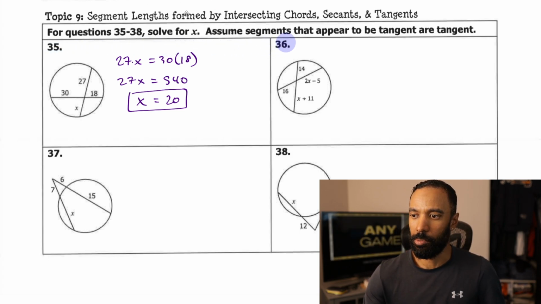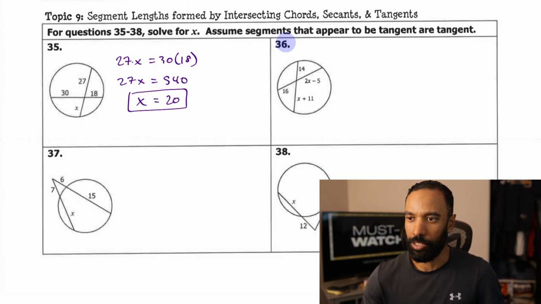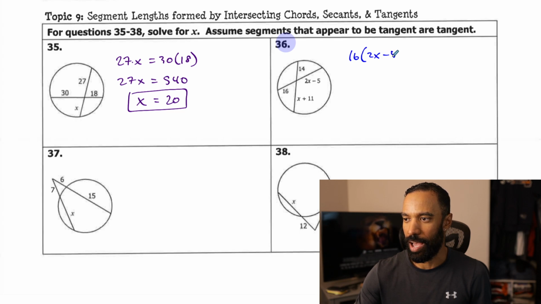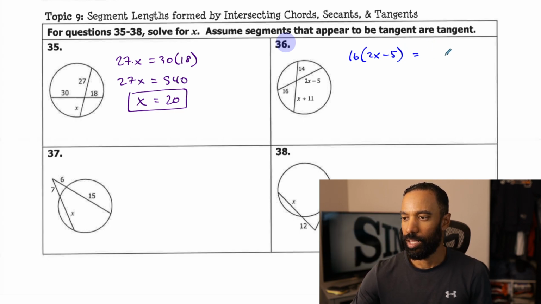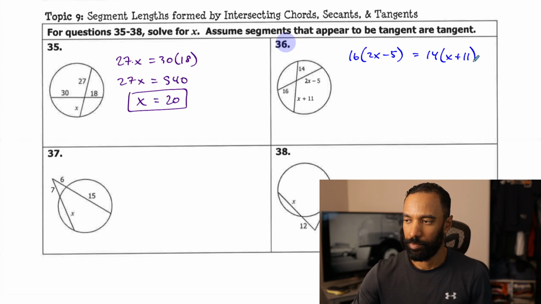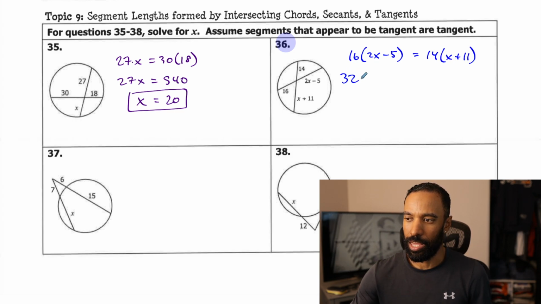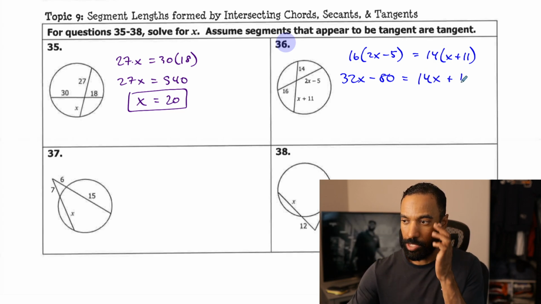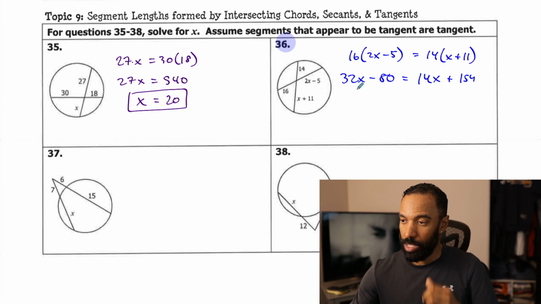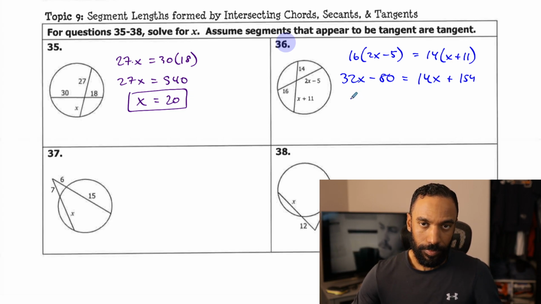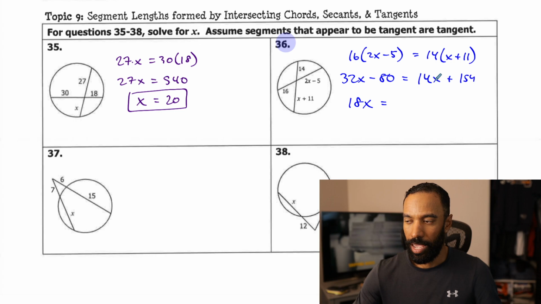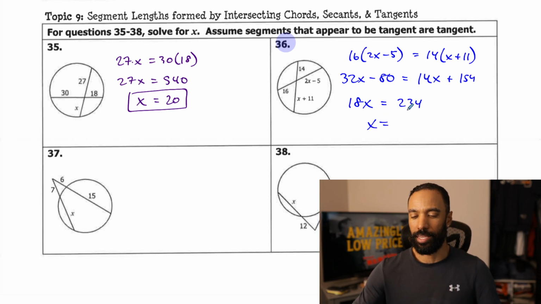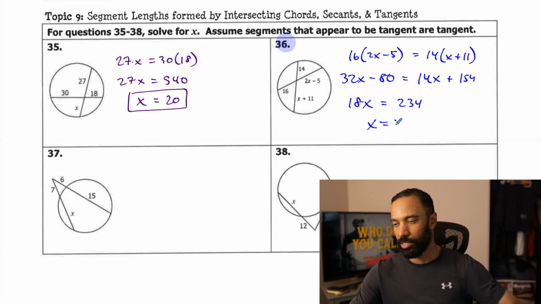This is the same thing when it comes to multiplying. The difference is now you have quantities of values, and this is where parentheses should also be used. I have 16 times 2x minus 5. That's that segmented chord. Equals 14 times x plus 11. If I distribute the 16, I get 32x minus 80. And here I get 14x plus 154. Subtract 14x. Add 80. Divide both sides by 18, and that is 13.